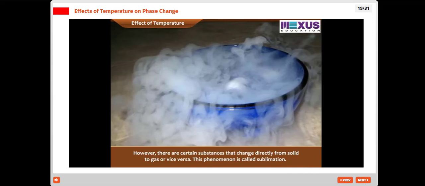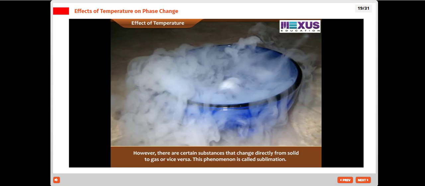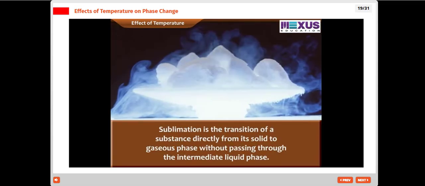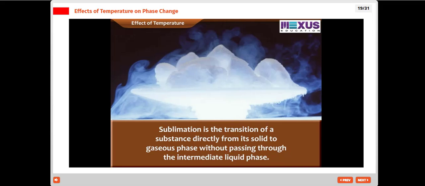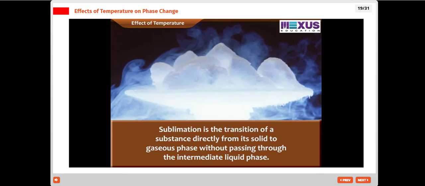However, there are certain substances that change directly from solid to gas, or vice versa. This phenomenon is called sublimation. Example, camphor. Sublimation is the transition of a substance directly from its solid to gaseous phase, without passing through the intermediate liquid phase.